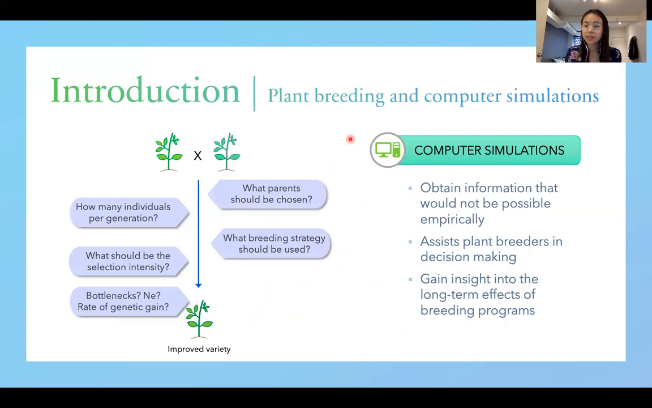So plant breeding takes place over a number of years and can be quite resource and labor intensive. Many of the decisions that go into a plant breeding program can greatly influence its success. Computer simulations offer a way to obtain information that would not be possible empirically and can help plant breeders make decisions. As well, computer simulations let us look into the long-term effects of breeding programs.